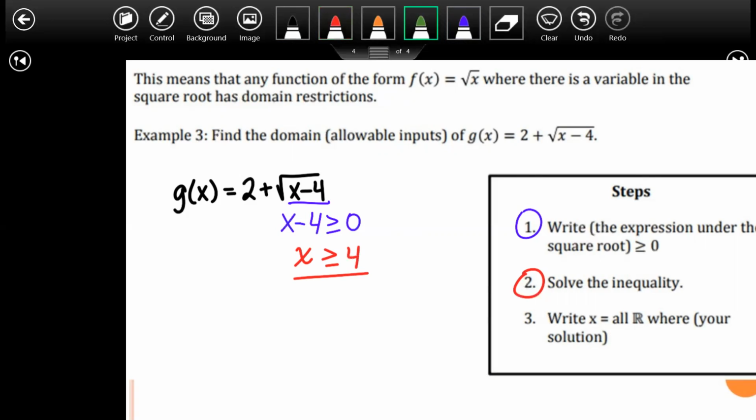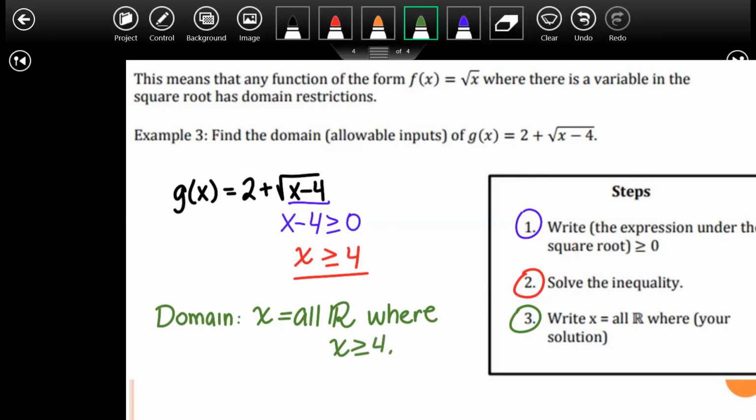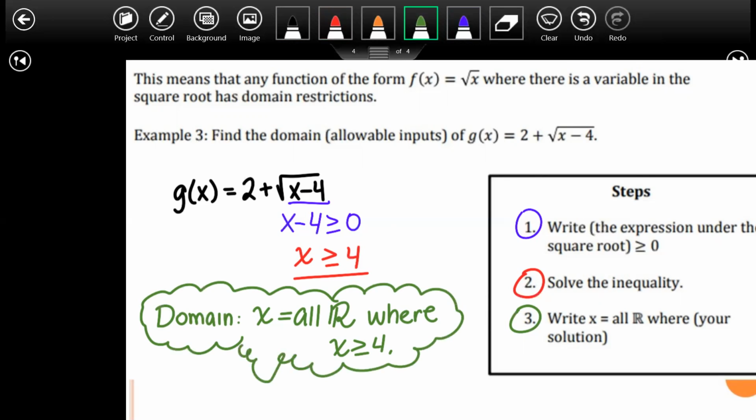The third one is to write the domain, and you can put D for domain. It doesn't bother me. x is equal to all real numbers where x is greater than or equal to 4. Done.